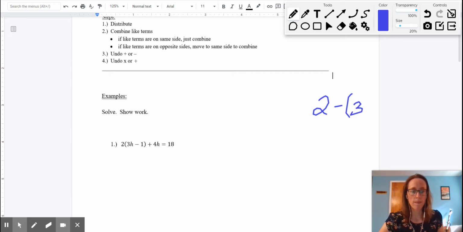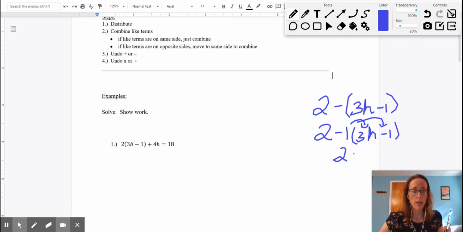Likewise, if there were a minus in front, we actually would need to do some distributing here, but it wouldn't be the 2 that we would distribute. What we would have to do in this case is realize there's what some people call an invisible 1 here, -1. And we would distribute a -1 into these parentheses. So that would become -1 times 3h, which is -3h, and -1 times -1 is +1.